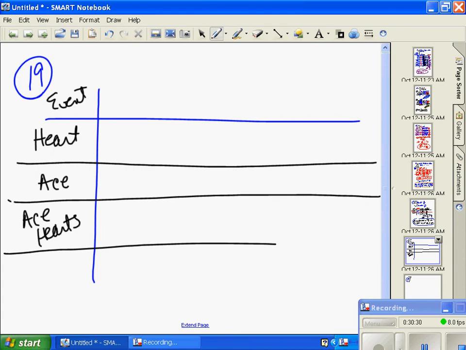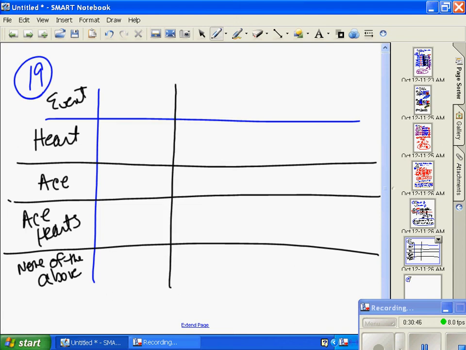Now, this is what some people forget. You also have none of the above. It's possible to get none of these. None of the above. I'll just write it like that. Okay, I'm going to use a profit method on this. Now here's the trick. You could, oh no, that's not where the problem's going to be. Let's go ahead and figure out the profit.